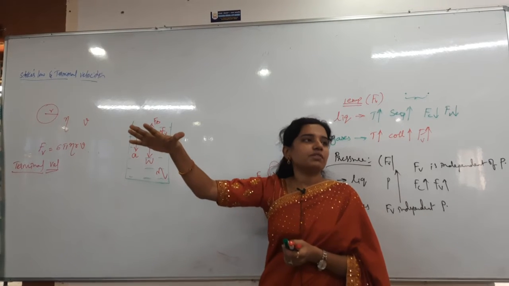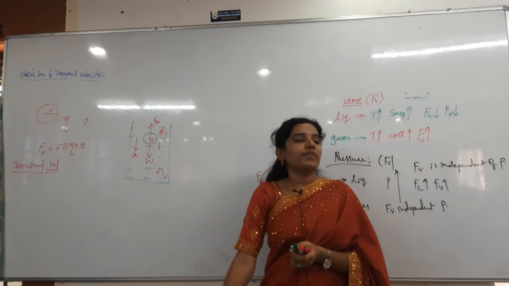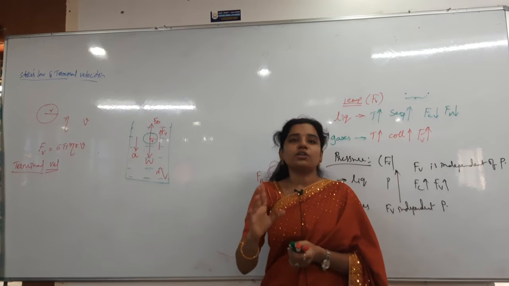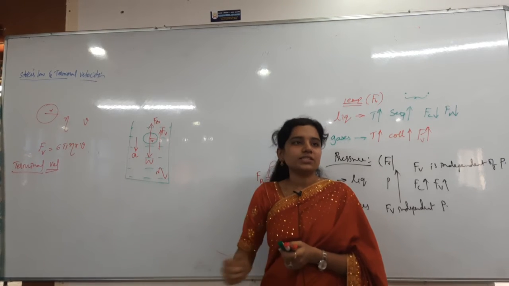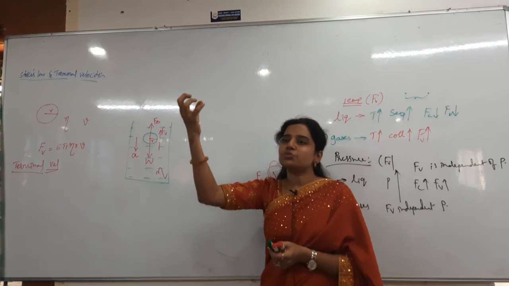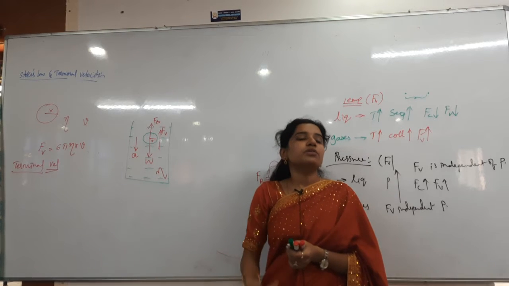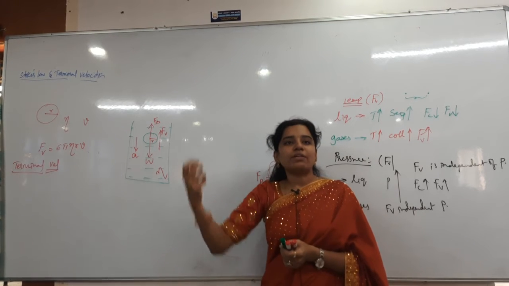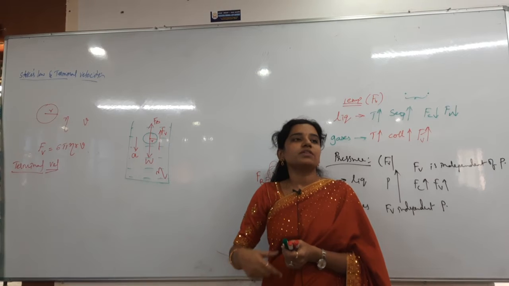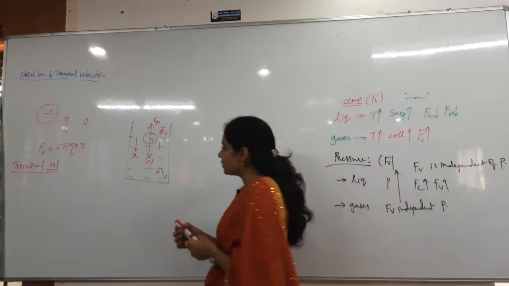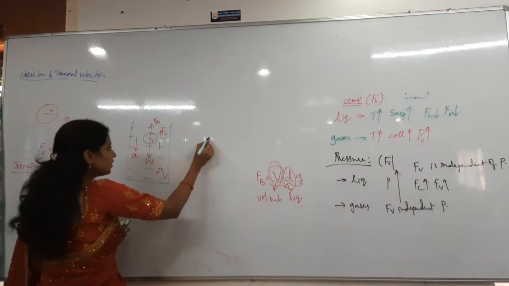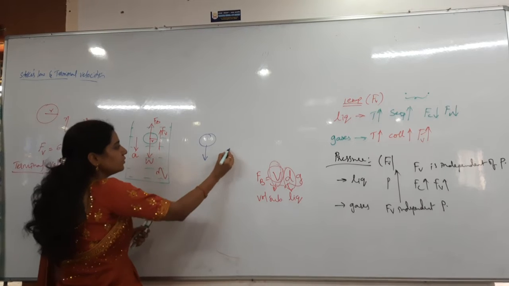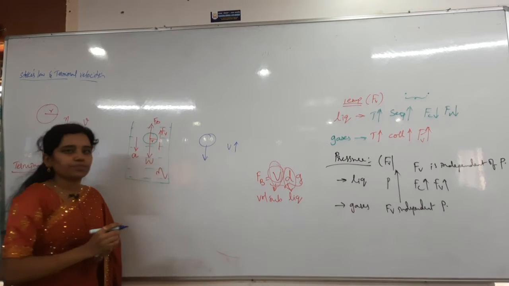Initially I dropped with what velocity? 0 velocity. Finally it is striking with what velocity? Under root 2gh. So velocity is increasing or not? Whenever the body is moving in the downward direction, due to the weight of the body, due to the gravitational force, velocity will increase. So here velocity keeps on increasing. This spherical object is moving down, so the velocity is increasing.